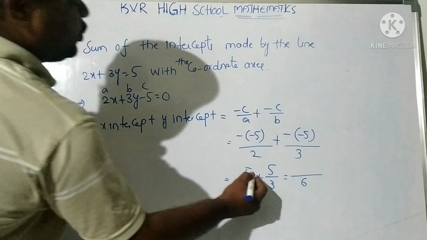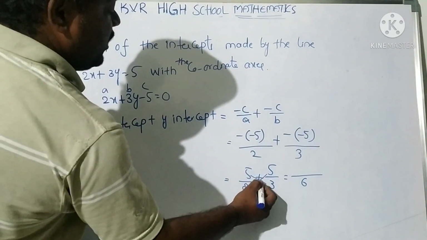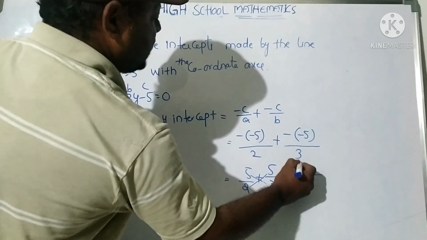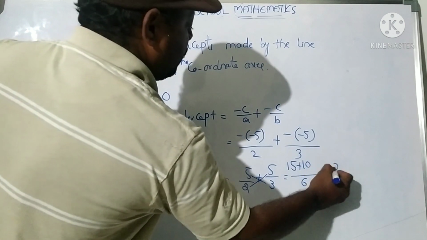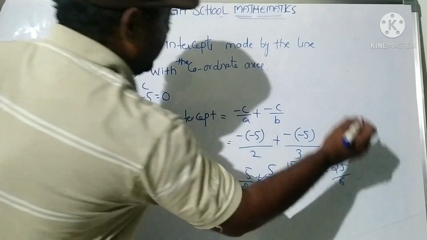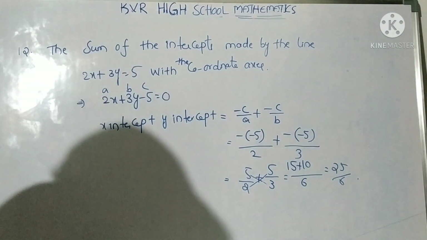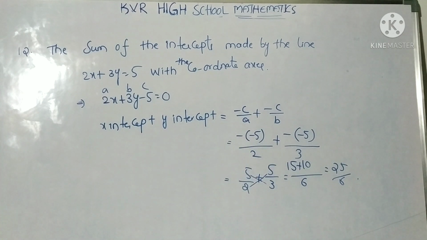So cross multiplication directly: 5 threes are 15 plus 10. So 15 plus 10 means 25 by 6. So 25 by 6 is the sum of the intercepts of the given line with the coordinate axes.